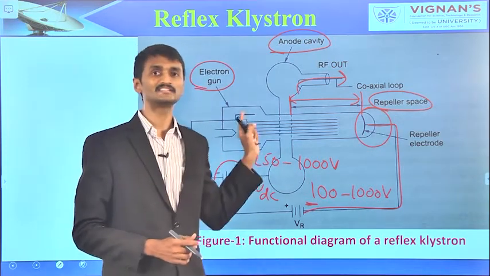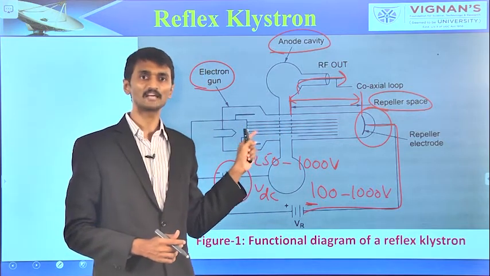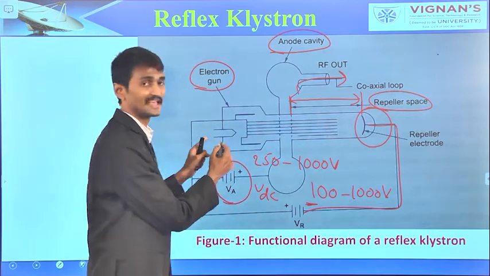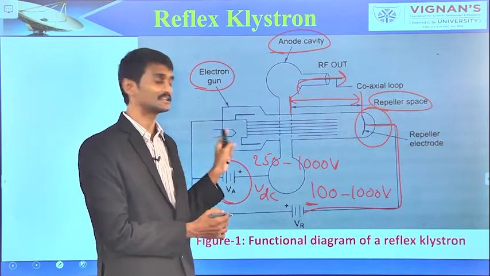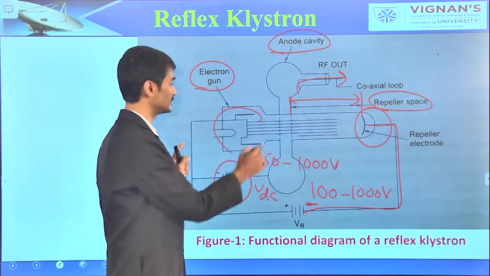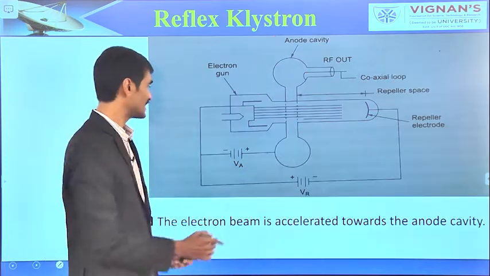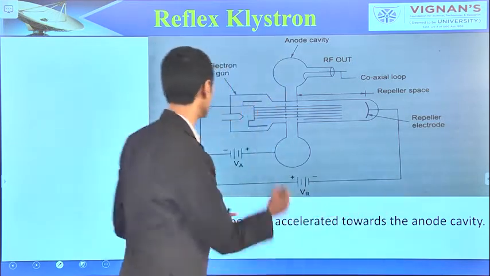So mainly it consists of an electron gun: a filament surrounded by the cathode, and a focusing electrode at the cathode potential. Here it is. The electron beam is accelerated towards the anode cavity here.